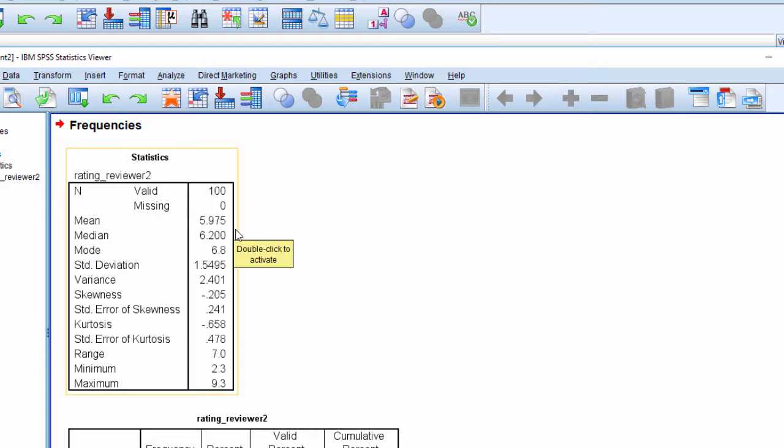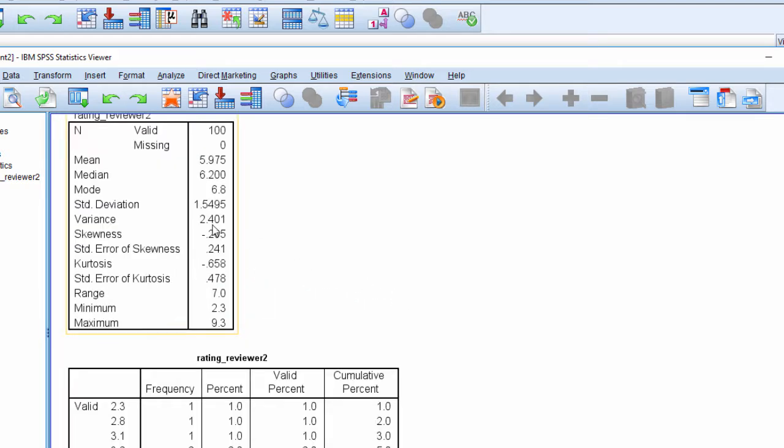So here is the mean rating for a movie out of 100 movies selected, 5.975. And in my personal experience, a rating of 7.0 and above is probably decent to watch. Obviously, fewer than half of the movies have a mean of 7, based on the median of 6.2. That's the average rating for these 100 movies. The mode is 6.8. The standard deviation is 1.55, and the variance is 2.4.